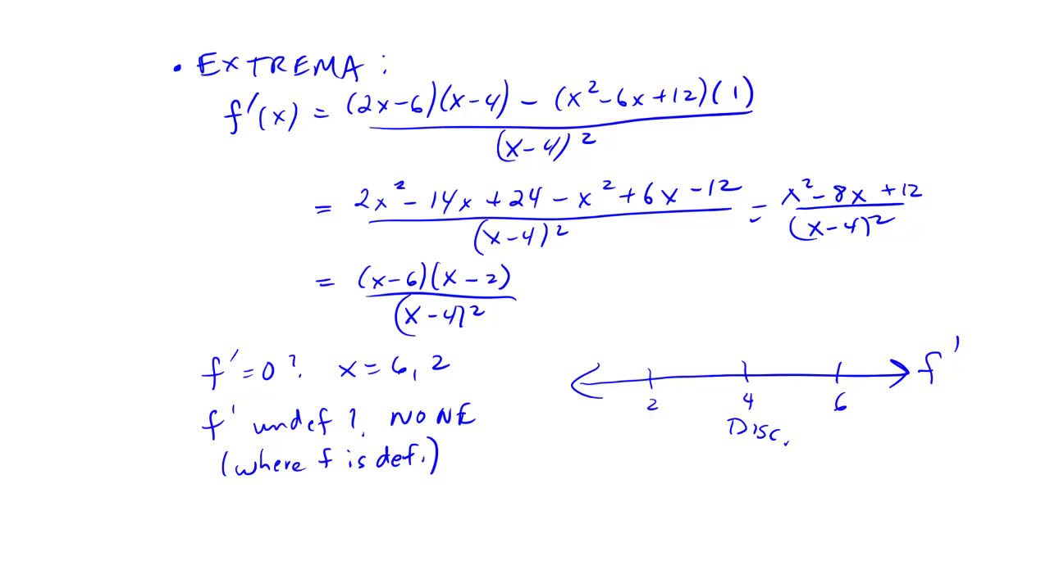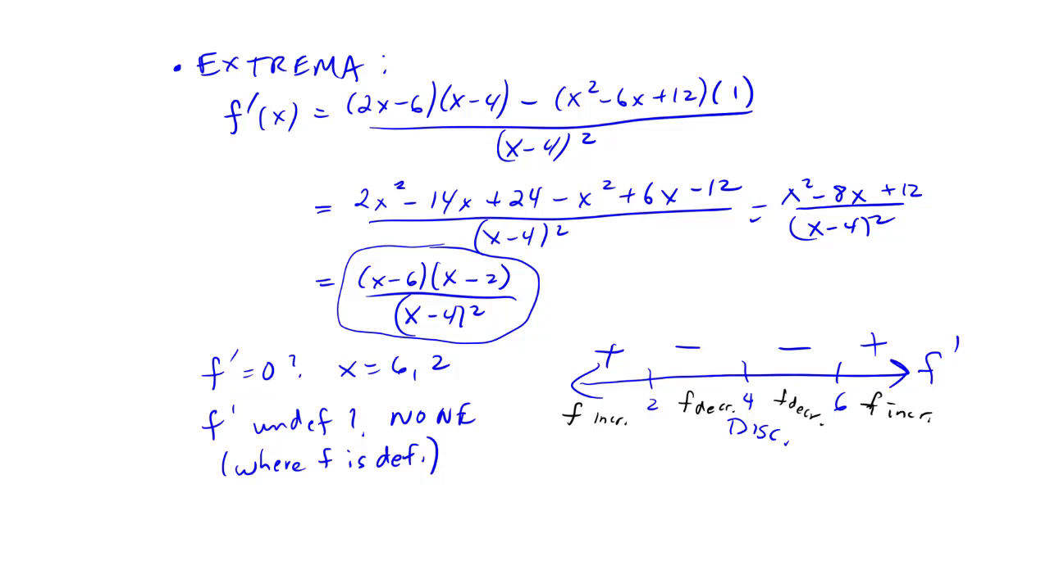All right, so let's analyze the first derivative chart here. If we start plugging in numbers into our first derivative, the denominator is always going to be positive. I'm going to skip through some of the details, but plug in 1 and you'll get a positive result. Plug in 3, you'll get negative. Plug in 5, you'll get negative. Plug in 7 and you'll get positive. So that means f is increasing there, f is decreasing there, f is decreasing there, and f is increasing there. And that actually tells us that we have something going on at 2 and 6.